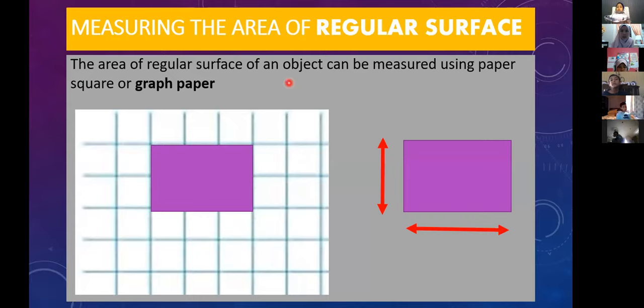Okay, next. Besides using the formula, we also can use graph paper to measure the area. As you can see, this is a rectangle. This is a purple rectangle. How do we measure the area? By using graph paper. Teacher tak bagi number, but you can get the number from the graph paper. Okay, let me show you how we get the number.